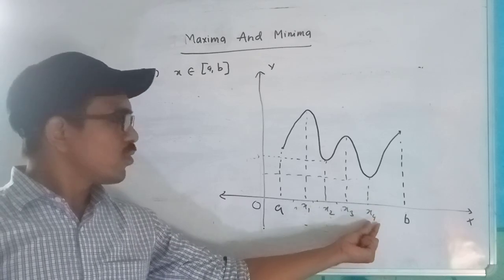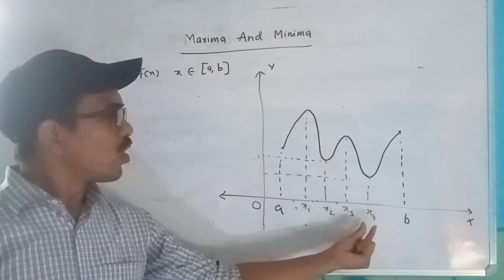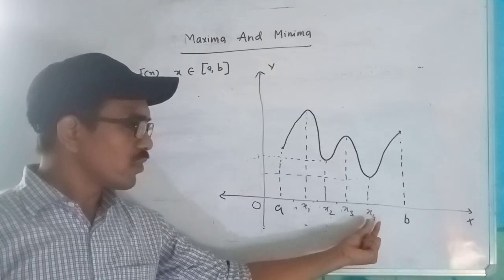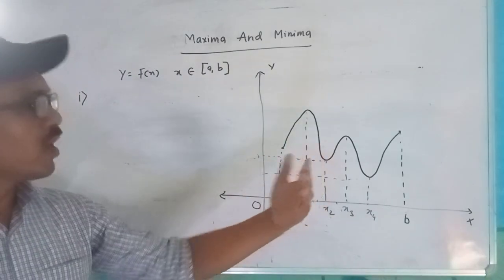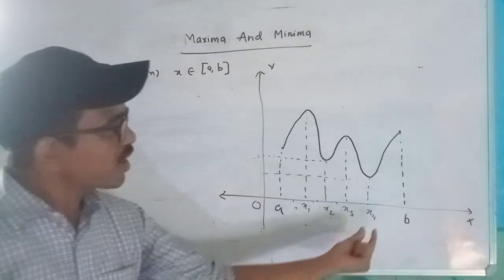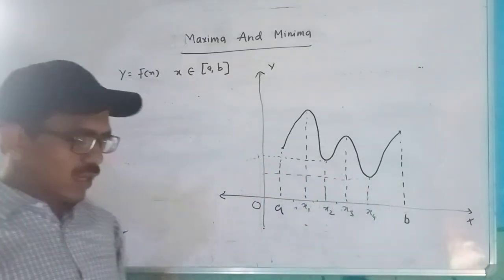So we call x4 the point of local minimum. Although this is local, we call it local minimum. This is also a local minimum. But out of the local minimum, the one where the value of the graph is the lowest, we call it the point of local minimum.